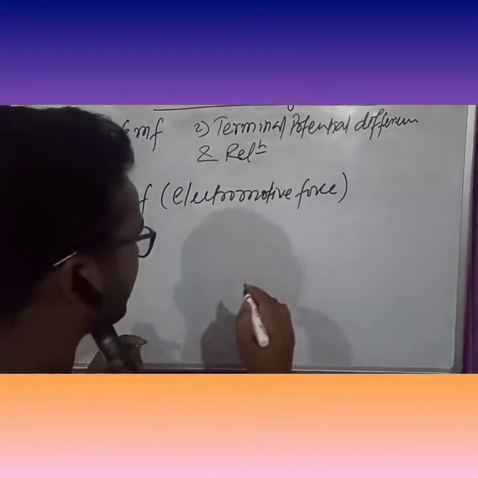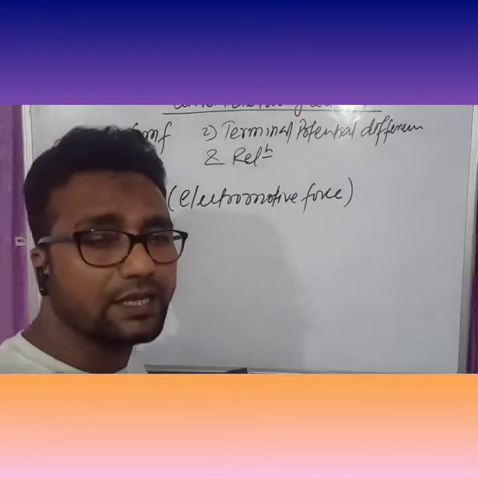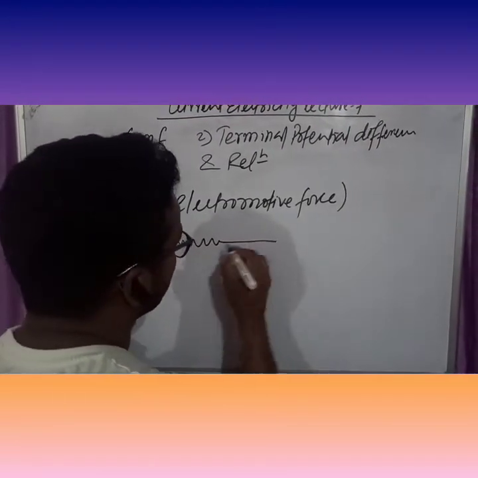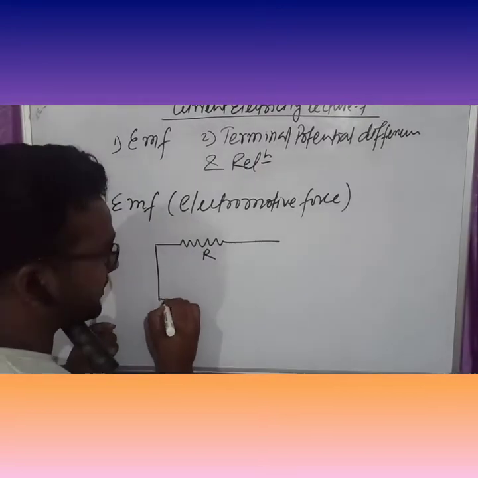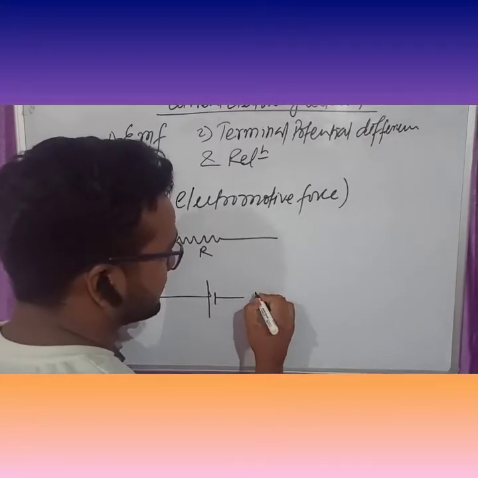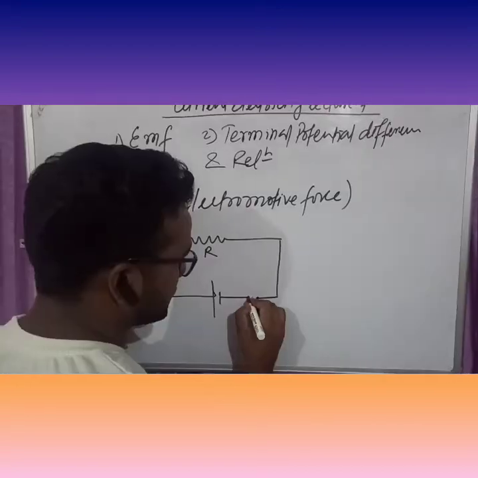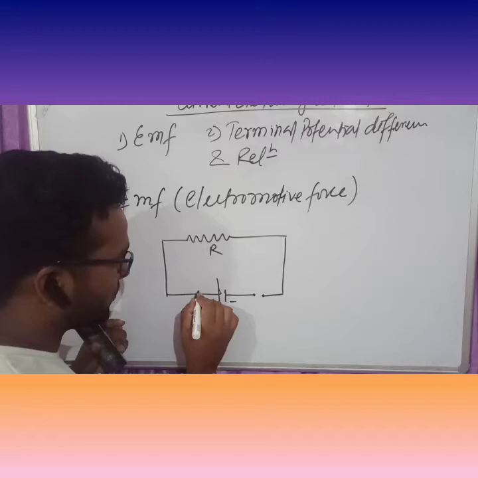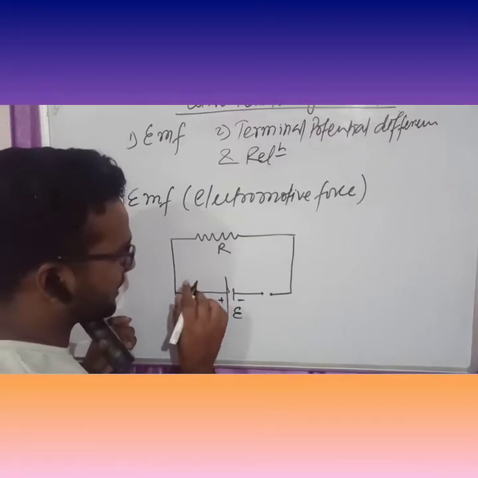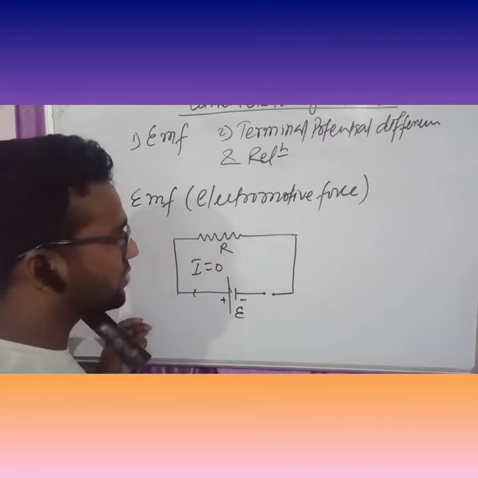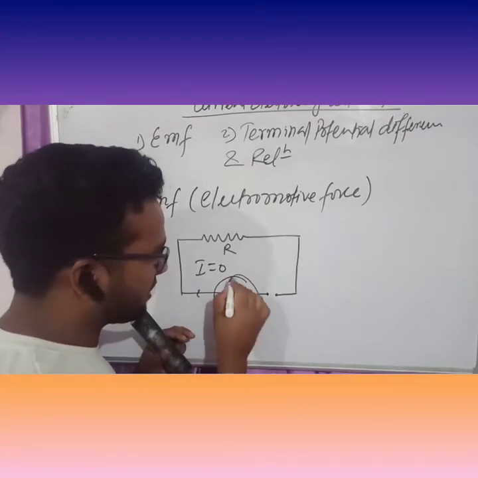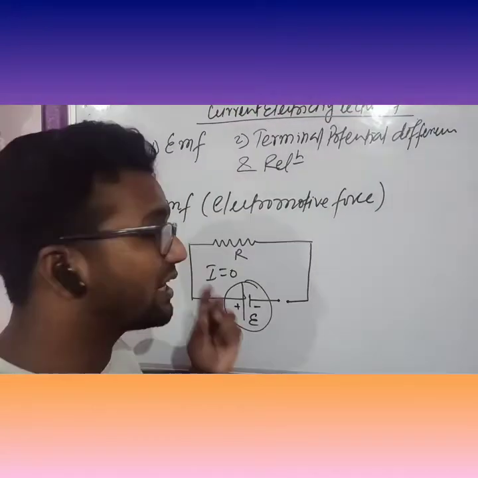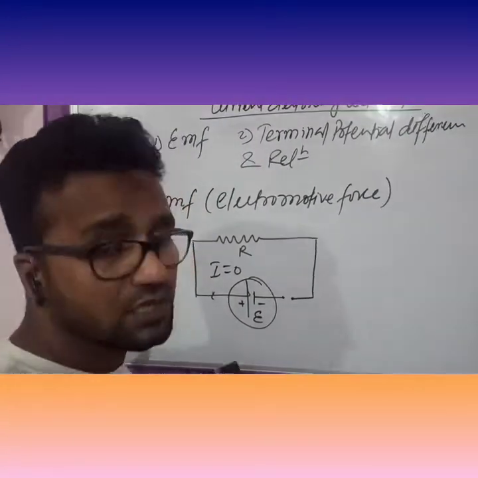Now let us see what the circuit will be in this case. Suppose that it is an electrical circuit. Here is resistance R connected to a cell with a switch. Now this one is open. Here there is no flow of current. Here I is 0. So the potential difference between these two terminals of this cell is known as EMF, electromotive force, or simply it is potential.